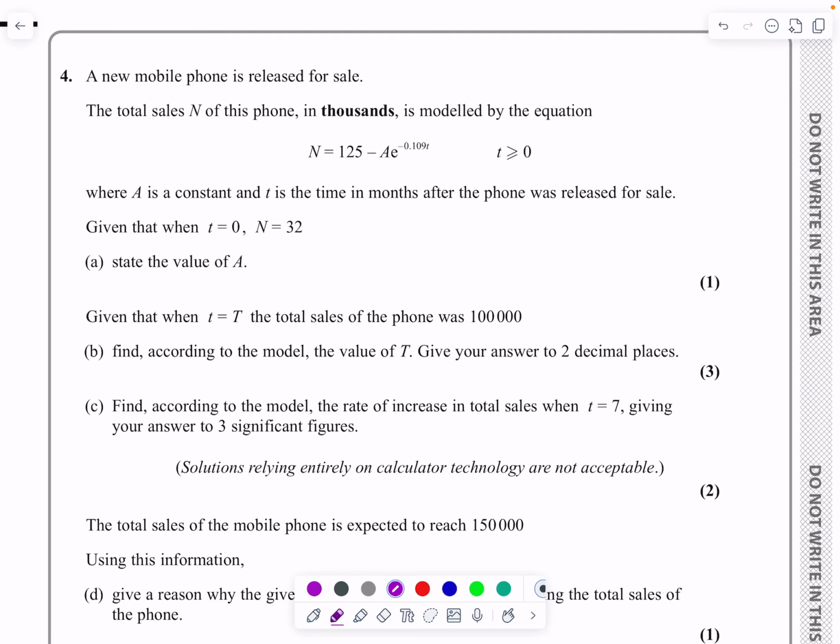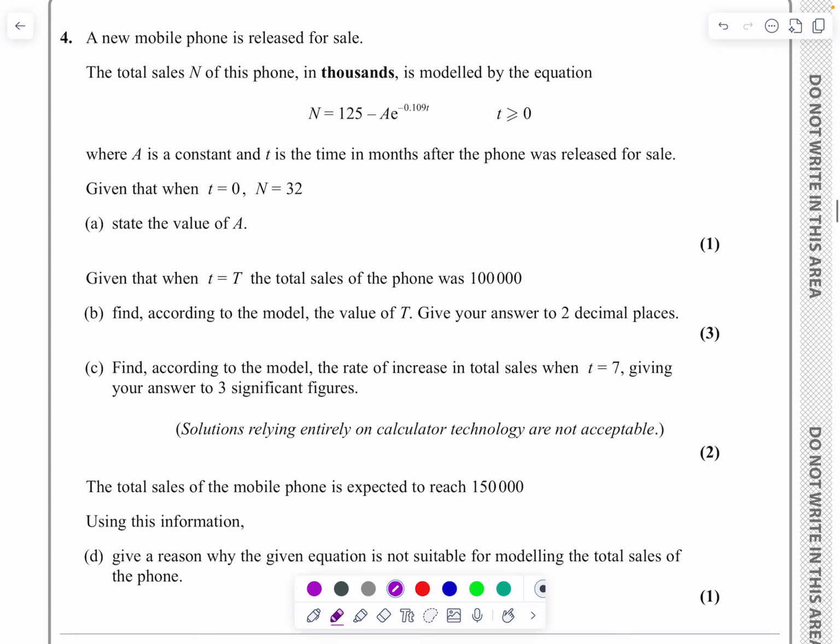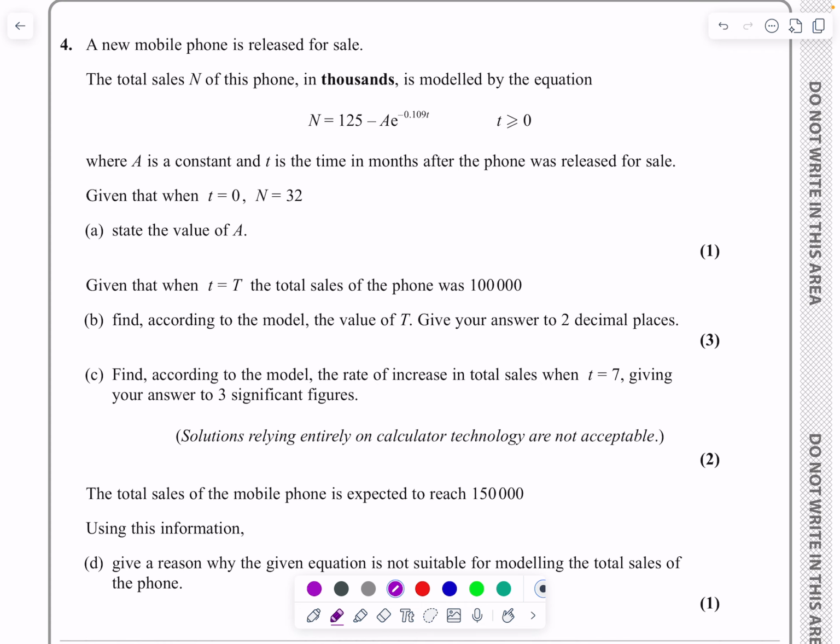Okay, this is the P3 paper from October 2023. It's question number 4. As you can see, this is an exponentials and logarithms question, in particular, exponential modelling. So let's have a look at the question. It says, a new mobile phone is released for sale.